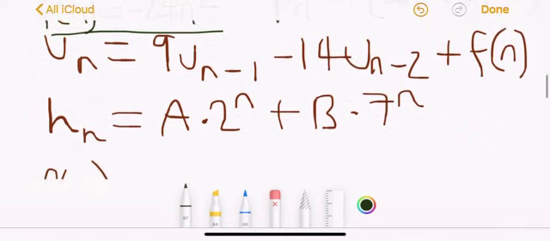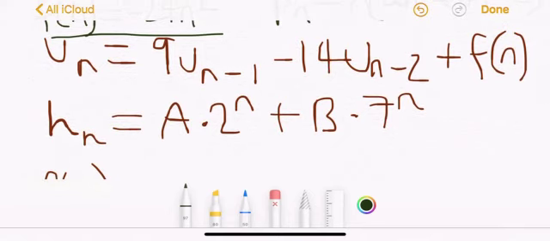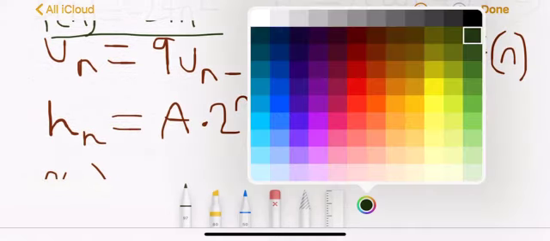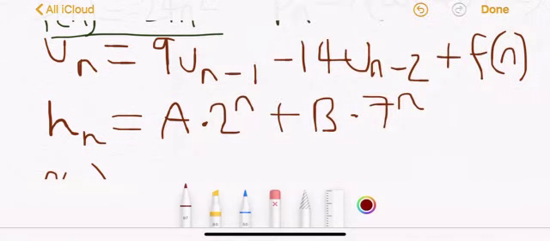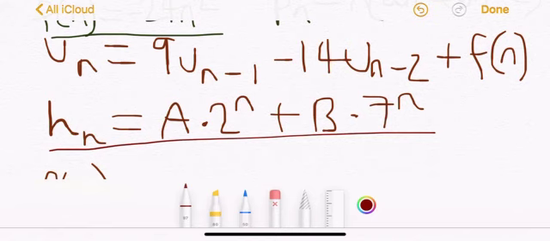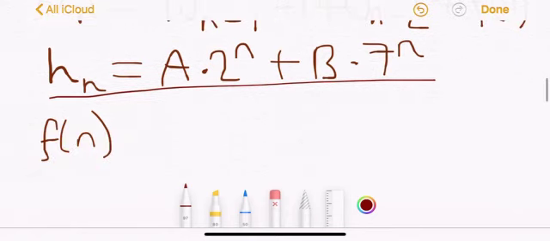Okay, let's have a look at the next recurrence relation. The next recurrence relation was this one here, and I told you that the homogeneous relation had a solution here. What could cause us problems here? If our function f of n has a 2 to the n in it, or a 7 to the n in it, then we need to again do something different. So let's consider when f of n equals 3 times 2 to the n.